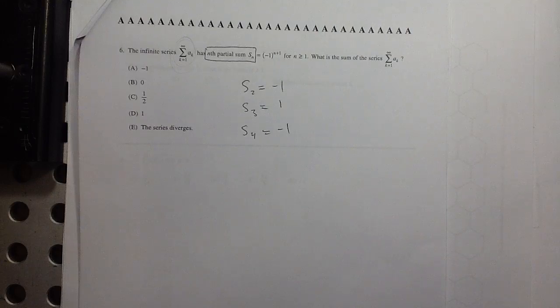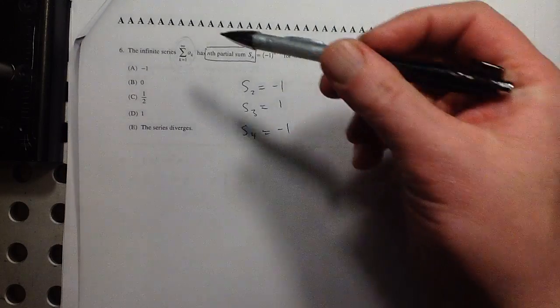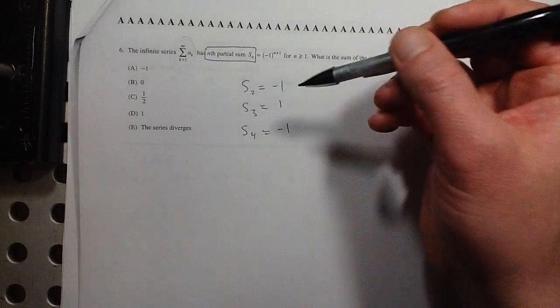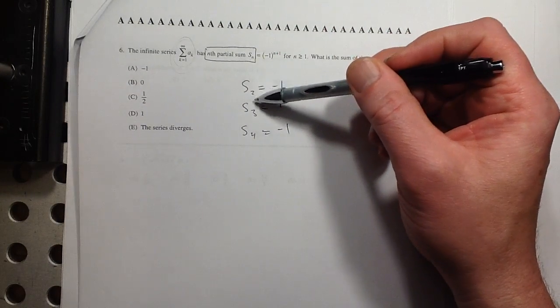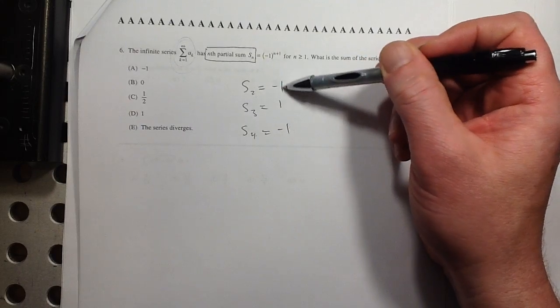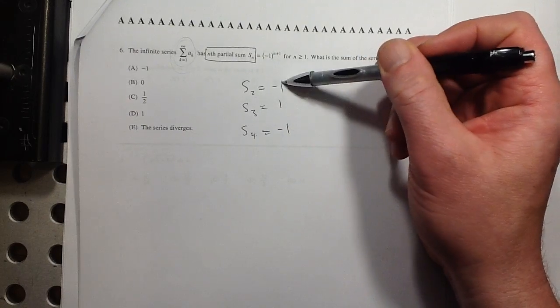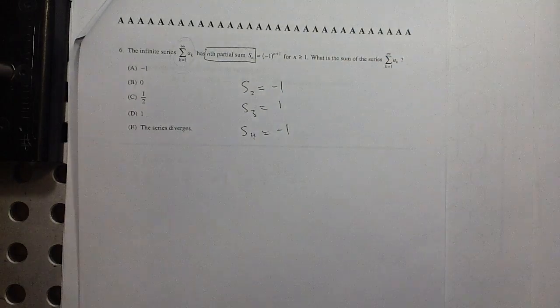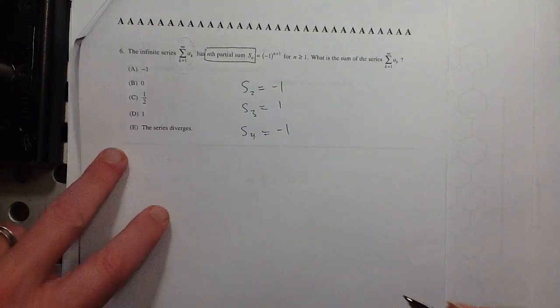So what does that mean? Well, for an infinite series to have a sum, the partial sums have to be approaching something. So here, these partial sums are not approaching something. They're bouncing back and forth. And that is no good. So let me just give you a quick example of what this is like.